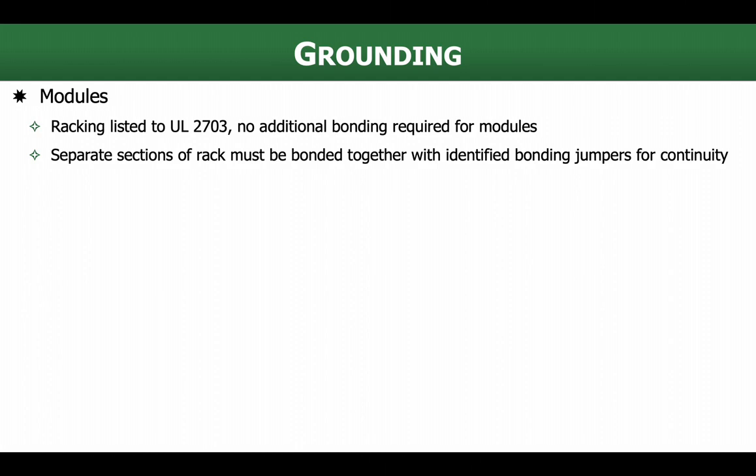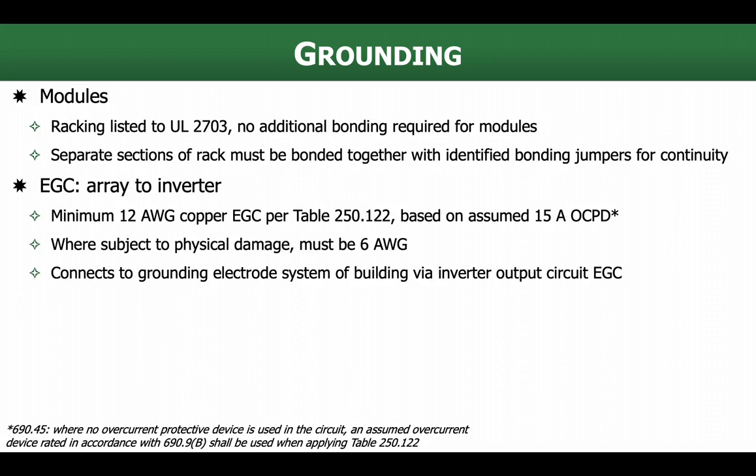The module grounding is, I hate to say, take care of itself, but as we mount the modules, they're going to become bonded, and then we just need to run that EGC down. So from the array to the inverter, we're going to be running a 12 AWG copper EGC that's based on table 250.122 and the assumed overcurrent protection device of 15 amps. So 15 amps in this case, maximum circuit current. A 12, I think, is good for 20 or more, so we're good to go there.